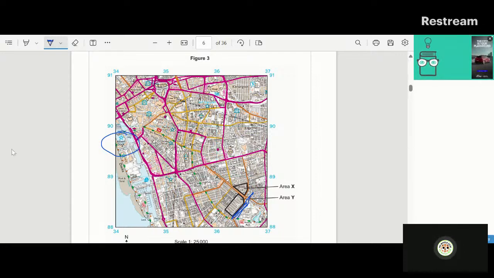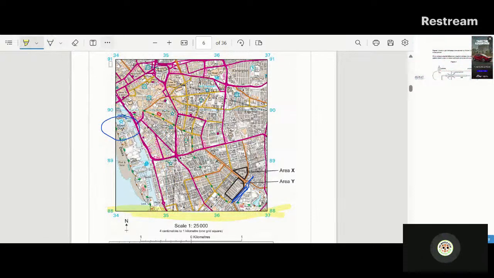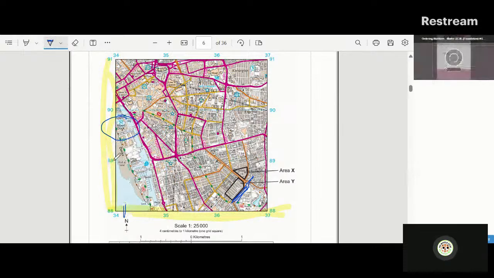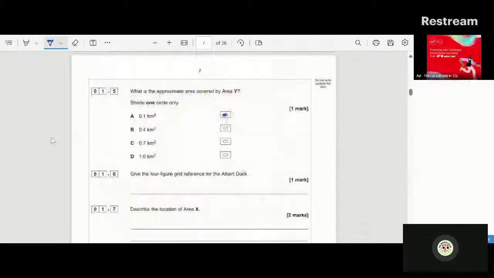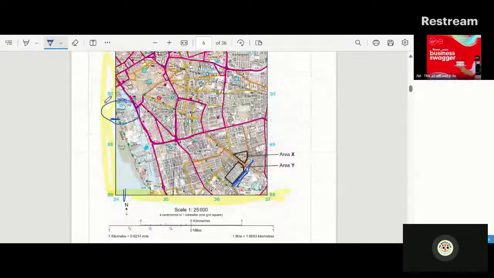Okay, so for the 4-figure grid reference, you'll get 2 figures from this bottom x-axis, and then 2 figures from this y-axis here. It's between 34 and 35, really close to 34, so you put 34. Then your last 2 numbers are between 89 and 90, so the mark scheme credits 3489 as your answer. Well done to everybody who answered that correctly.